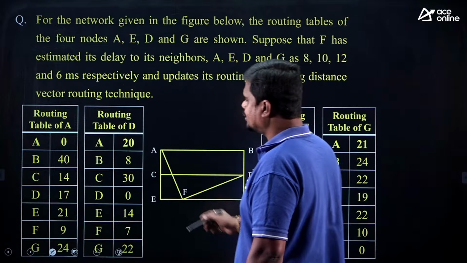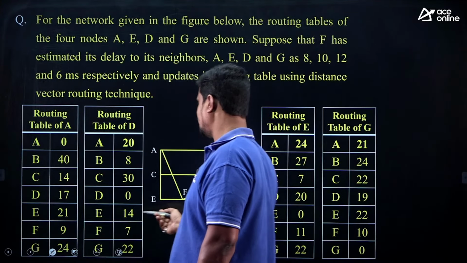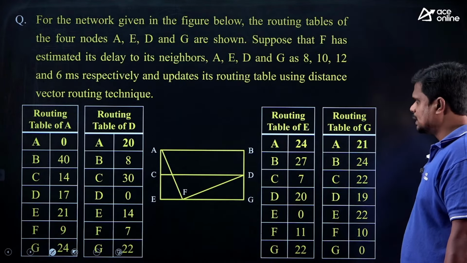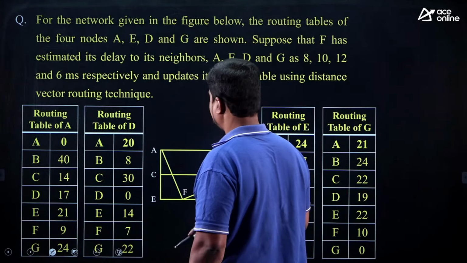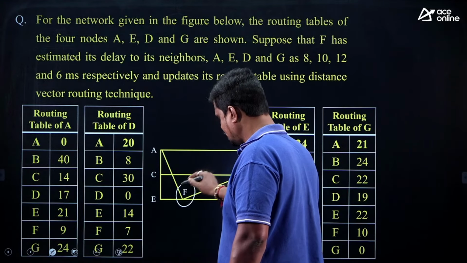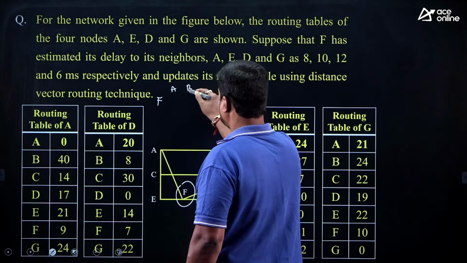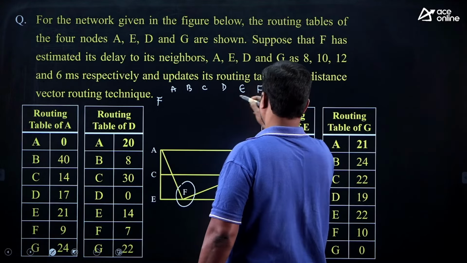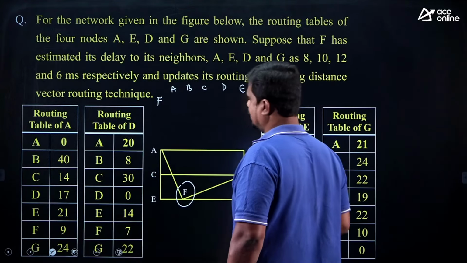So here the routing tables are being given. This is the routing table for A, this is the routing table for D, this is the routing table for E, this is the routing table for G. So we need to find out the routing table for F, right? So the nodes are A, B, C, D, E, F and G, right?